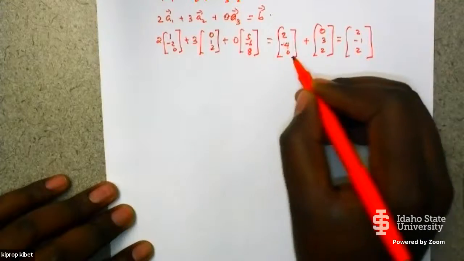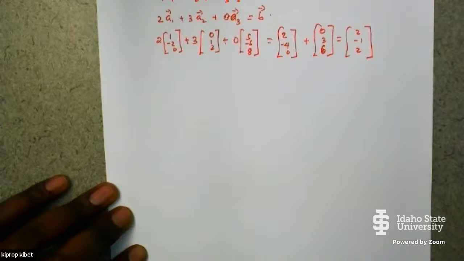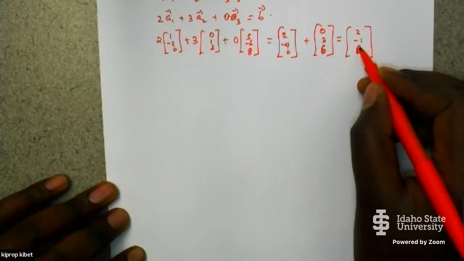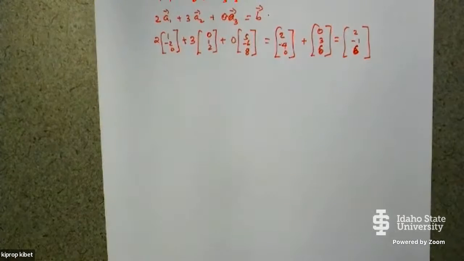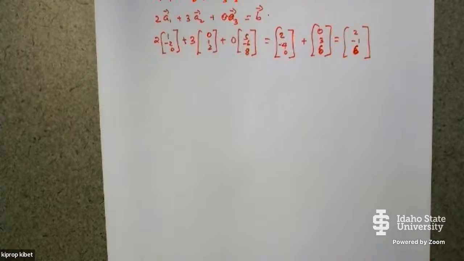No, this is 6, right? So that is 6, and this one is 6. So we have 2, -1, and 6. So is that equal to B? Yes, it is equal to B. So it means that that is actually the linear combination. So it means A1, A2, and A3 are a linear combination.